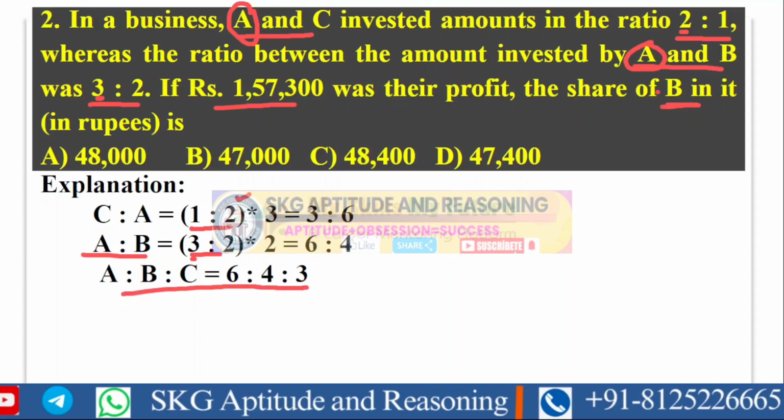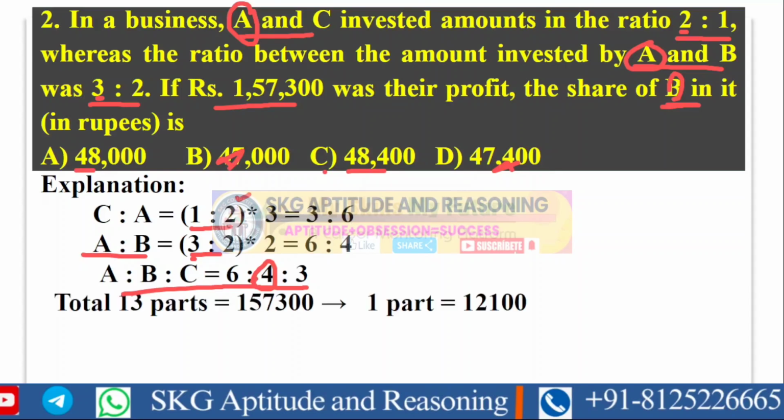What is the question asking? It asks us to find the share of B. The share of B is 4 parts. Suppose only a multiple of 4 was present in the options, that would be our answer. 48 is a multiple of 4, 47 is not a multiple of 4, and this one may also be a multiple of 4, this is not. So among these, our answer is either option A or option C. I'm not able to find my answer exactly.